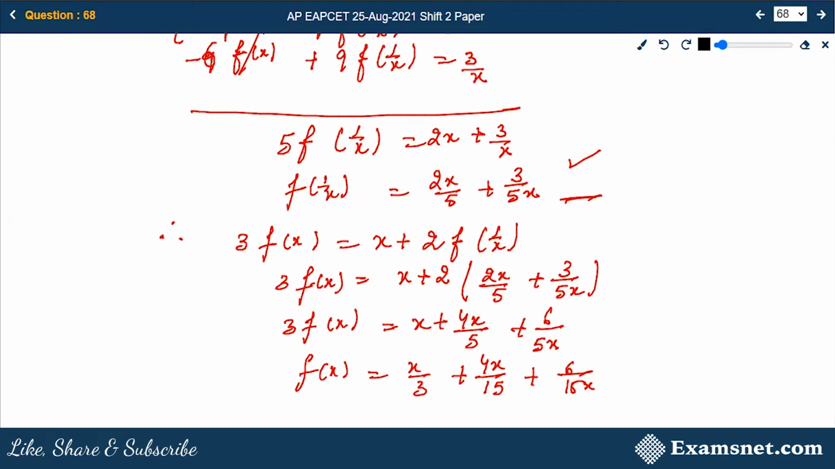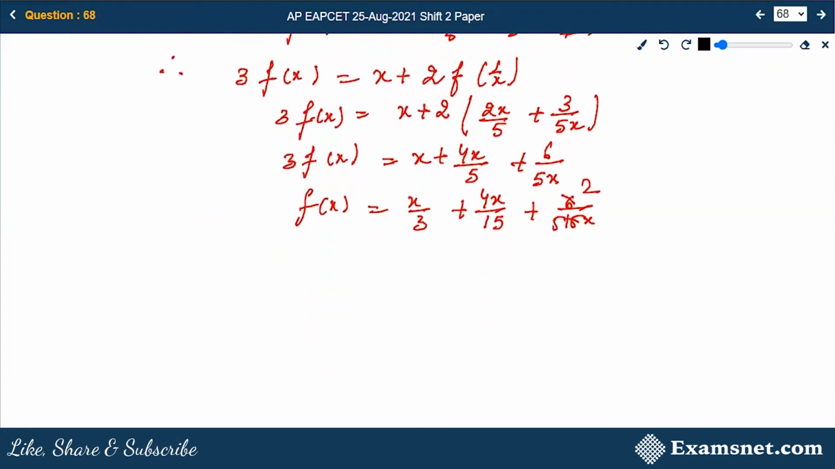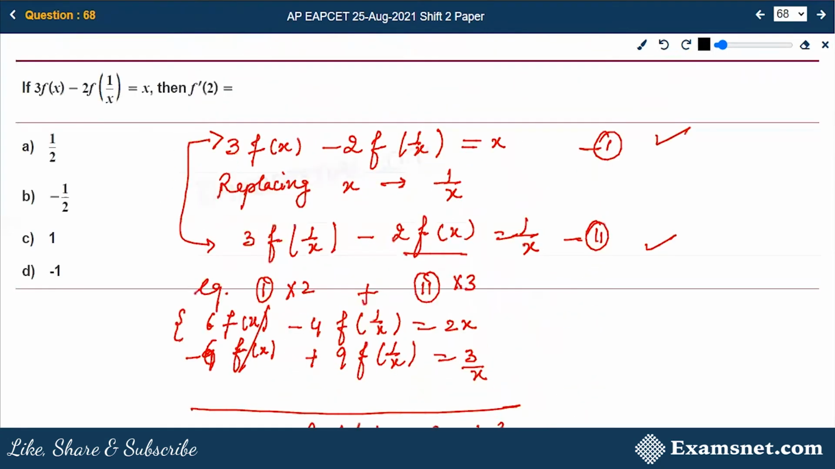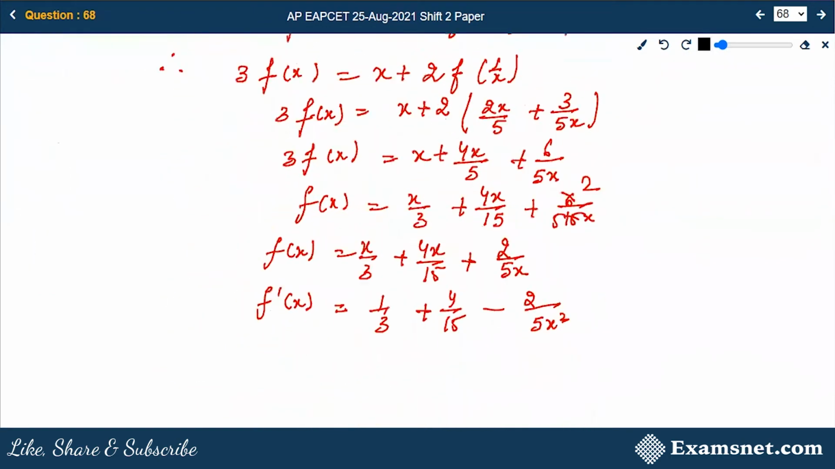So let's find out the derivative. Actually, now let's cancel. This will be 2 by 5. So this whole equation will become f(x) is equal to x by 3 plus 4x by 15 plus 2 by 5x. Let's find the derivative. The derivative will be 1 by 3 plus 4 by 15 minus 2 by 5x square. You have to find the derivative at x equal to 2. This is the first derivative, and we have to find its value at x equal to 2.